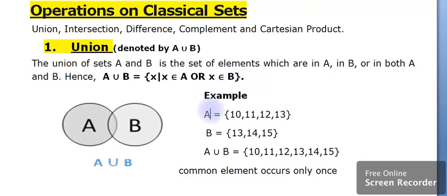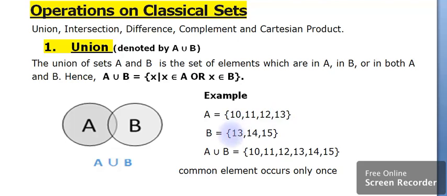For example, consider set A, which consists of 4 elements, namely 10, 11, 12, 13. And consider set B, which consists of 3 elements, namely 13, 14 and 15. Now I am finding A union B. This is set A, this is set B. This Venn diagram indicates A union B. A union B includes all the elements of set A and set B.